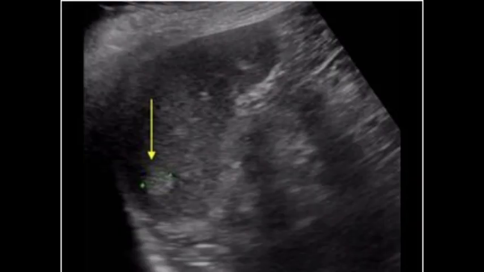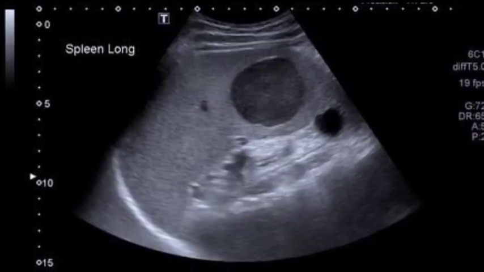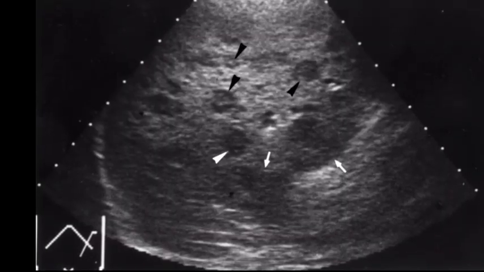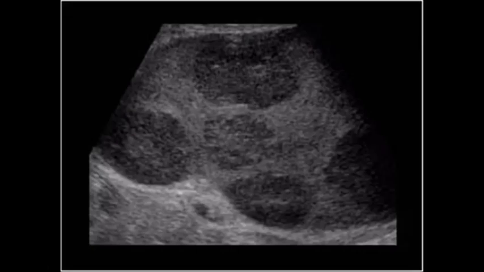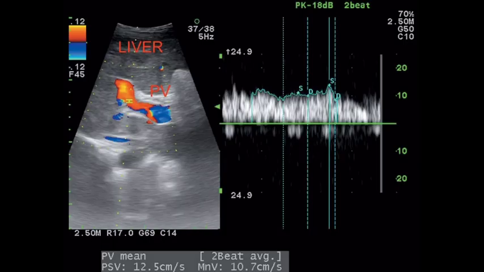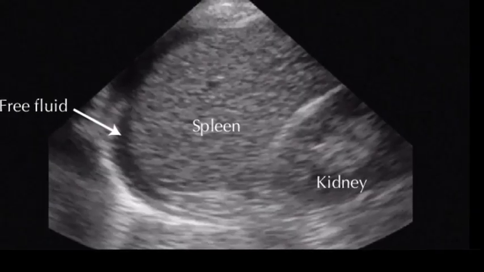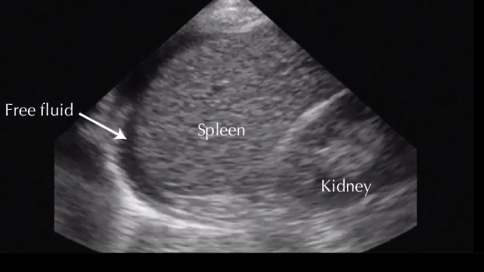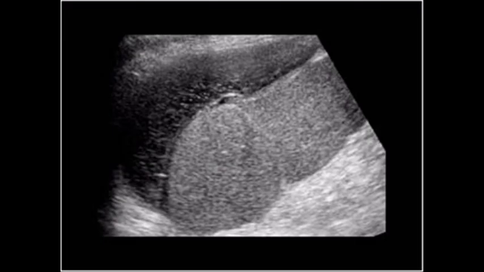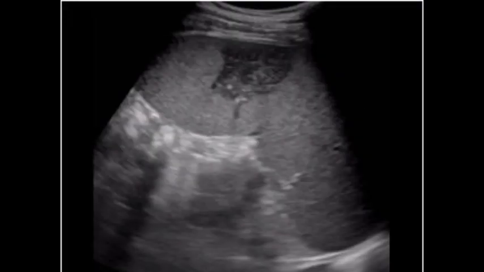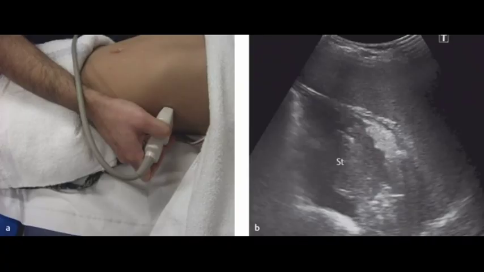3. Hemangioma. 4. Cysts. 5. Metastases. 6. Lymphoma. 7. Varices, portal hypertension. 8. Hematomas. 9. Intraparenchymal, subcapsular and pericapsular abscess. 10. Splenic infarction.